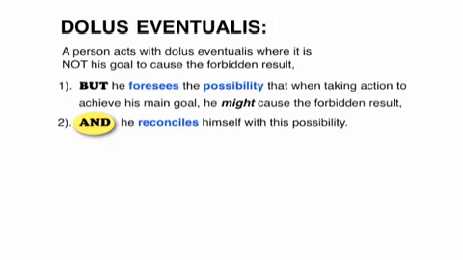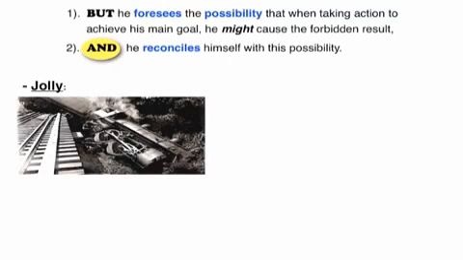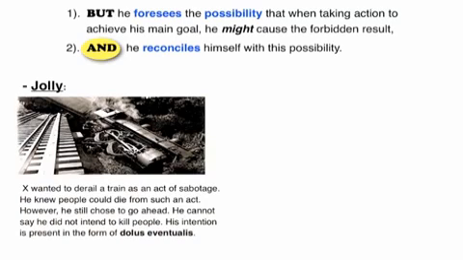Let's look at some case law. In Jolly, X wanted to derail a train as an act of sabotage. He knew that people could die from such an act. However, he still chose to go ahead. He cannot say that he did not intend to kill people. His intention is present in the form of dolus eventualis.